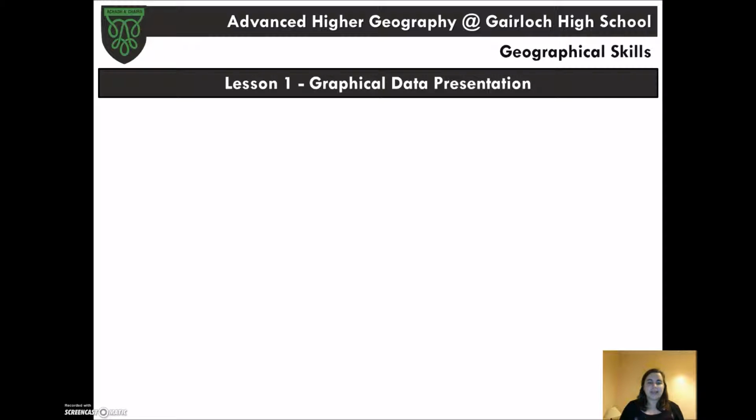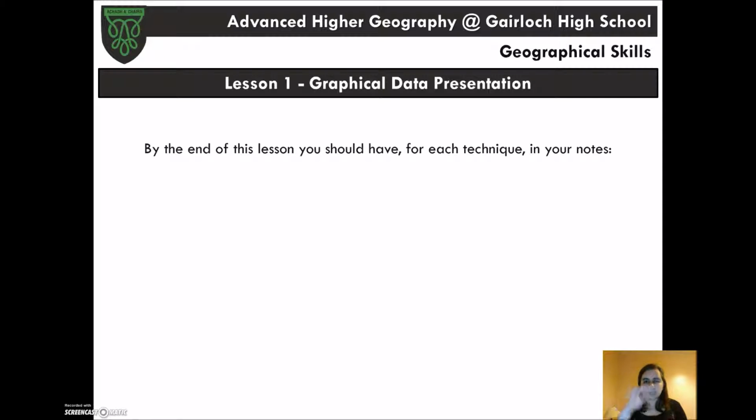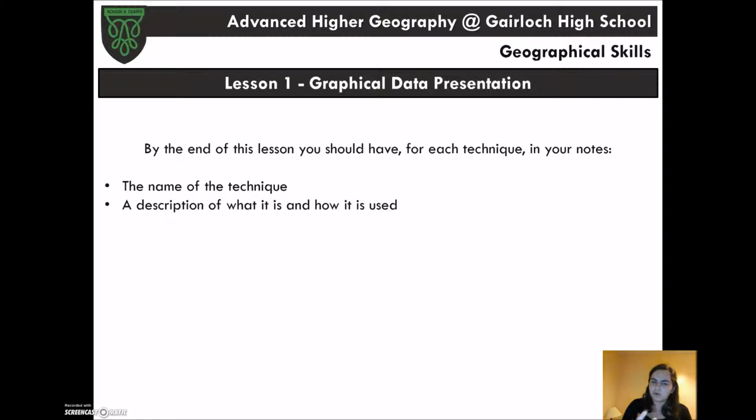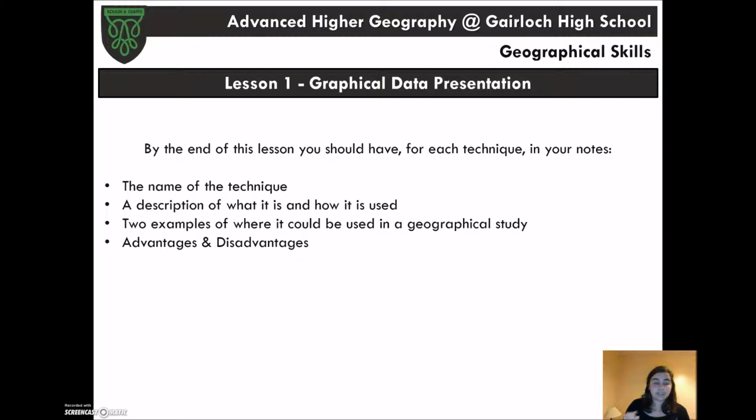So, we're at the end of the lesson. What you should have in your notes, just as a check that you've got everything, is for each technique, so for bipolar analysis and for a systems diagram, a section of notes with the name of the technique, obviously, to start. A description of what it is and how it's used, so what is a systems diagram, how do we use a bipolar diagram. A couple of examples of where it could be used in a geographical study. The advantages and the disadvantages, I haven't explicitly told you them, but you should be able to work that out from having done them yourself and also from what we've been talking about.